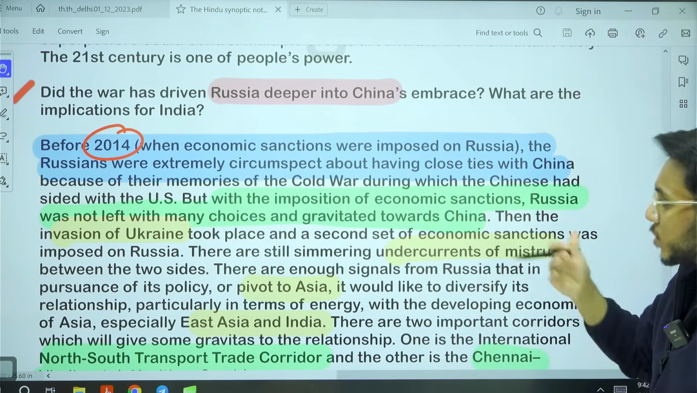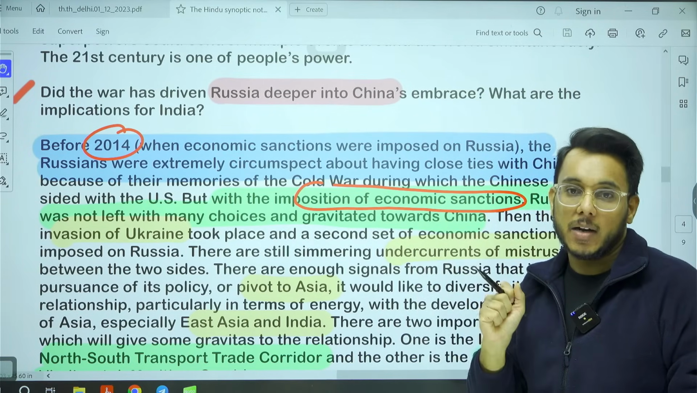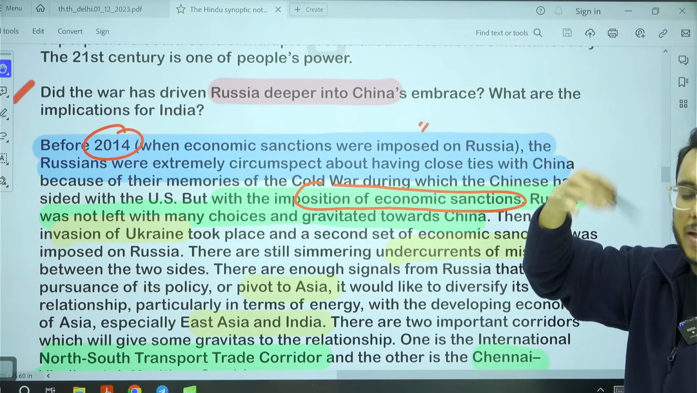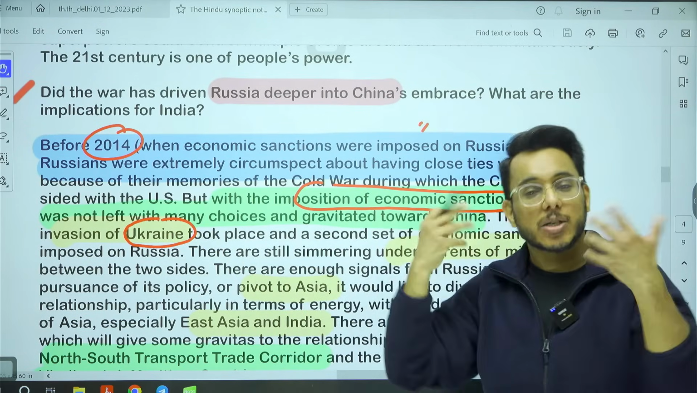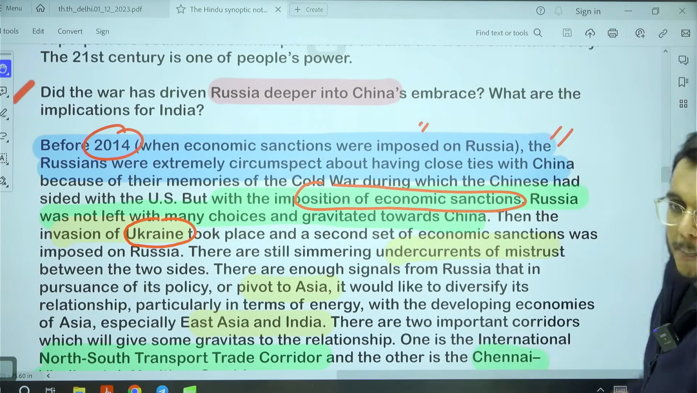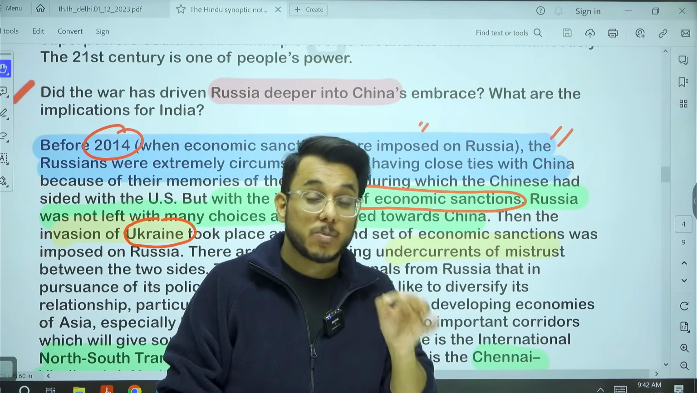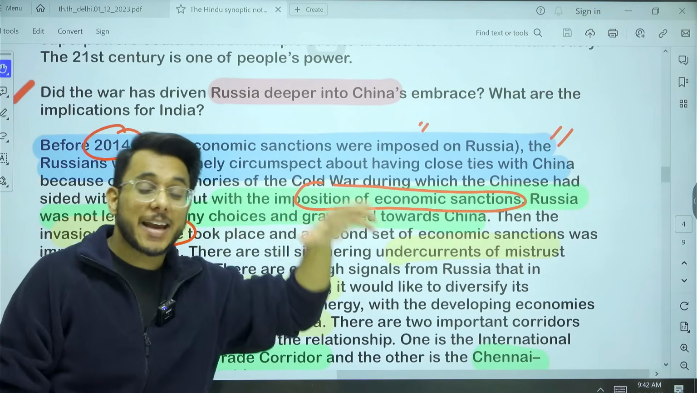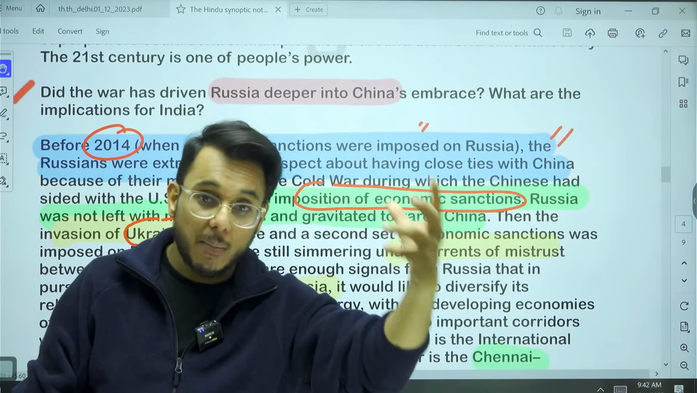But post 2014, economic sanctions were imposed on Russia. Russia wanted a big economic partner, and who became the economic partner of Russia? China. So Russia-China relations became closer. After that, guys, what happened? The Ukraine war started, and after the Ukraine war, even more sanctions were imposed on Russia, so it gravitated even more towards China. This is what has happened, but at the same time, there is still mistrust and suspicion between both countries, and therefore Russia will not put all its eggs in the same basket. Russia is also very clever. They will not become completely dependent on China.